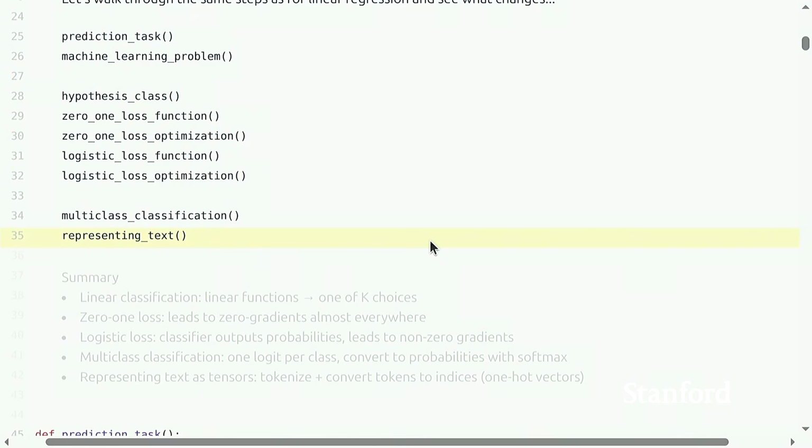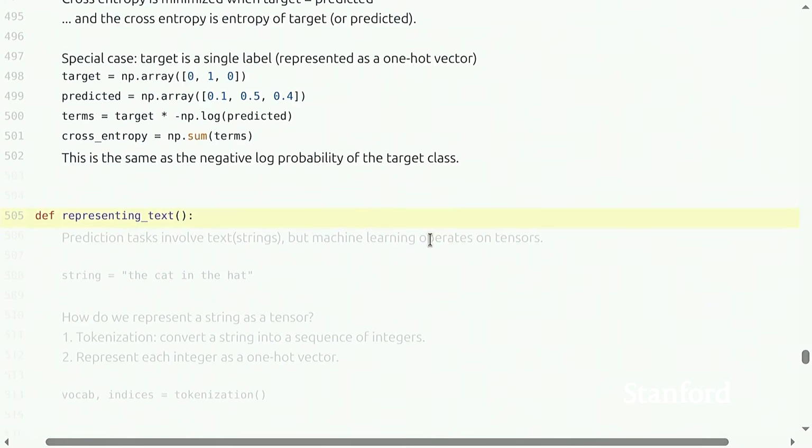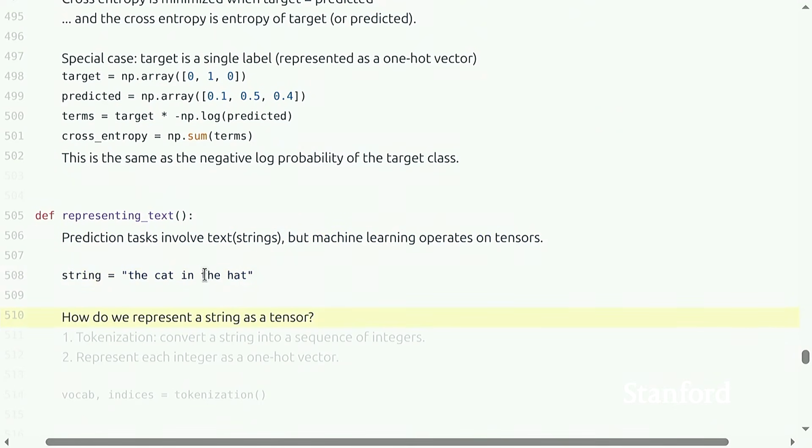There's one final thing I want to end with, which is representing text. So remember, the input of a classification problem might be strings. But in machine learning, everything that we looked at relies on tensors. So this is not a tensor. So what do we do with it? Typically, there's some processing that has to happen to turn strings into tensors. And I'm going to talk about this in two steps. One is tokenization. I'm going to first convert the string into a sequence of integers, and then I'm going to represent each integer as a one-hot vector. And that's going to give me a tensor.